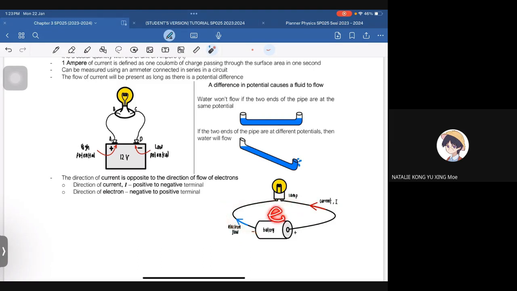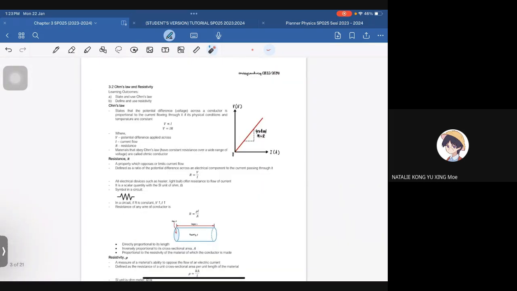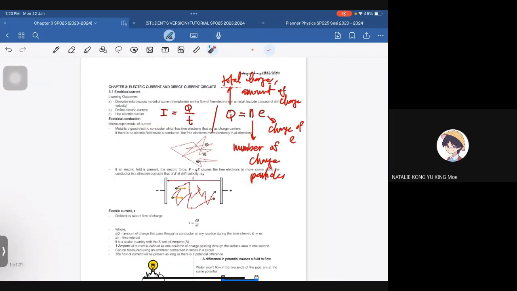Padahal itu elektron. Kita sekarang ni mau label current. So always remember, current always flow from the positive terminal to the negative terminal. Electron on the other hand, from negative to positive terminal. Logic lah sebab electron ni negatively charged. So bila negatively charged, of course it will be attracted to the positive terminal. Okay, so that is direction lah. That is all for subtopic number 1.